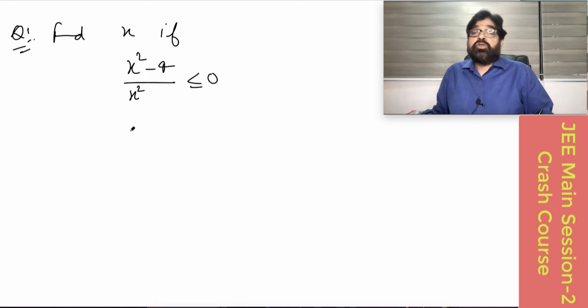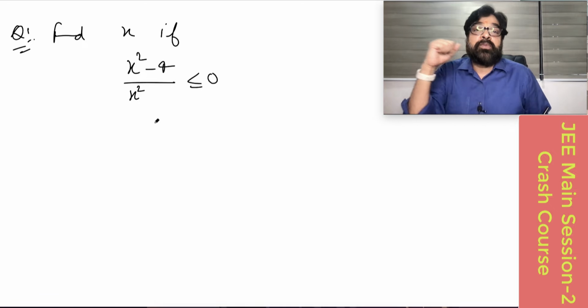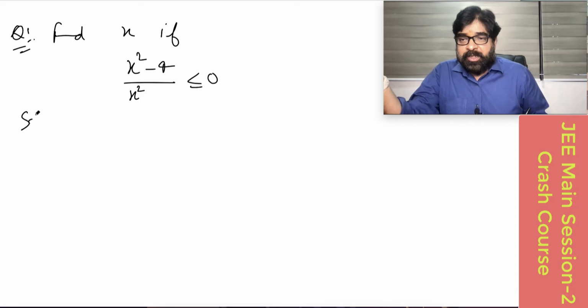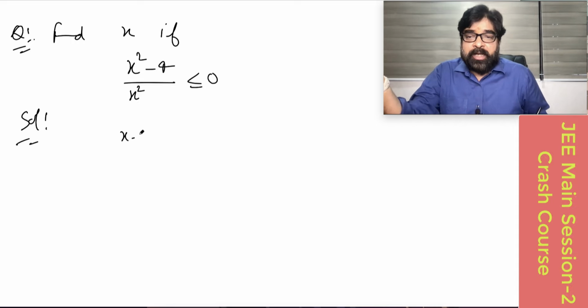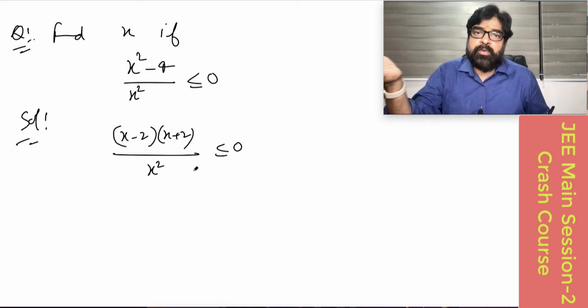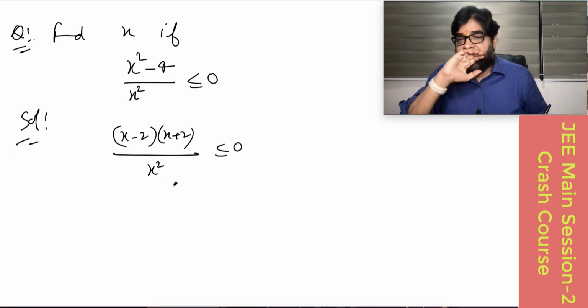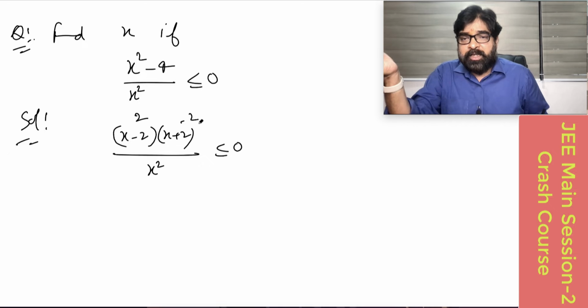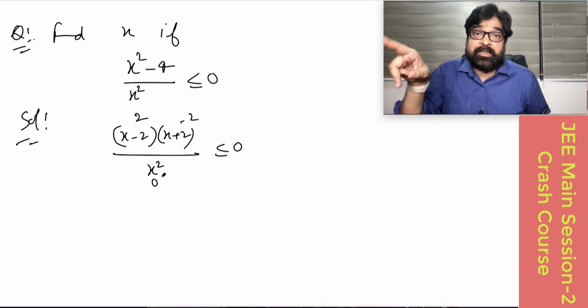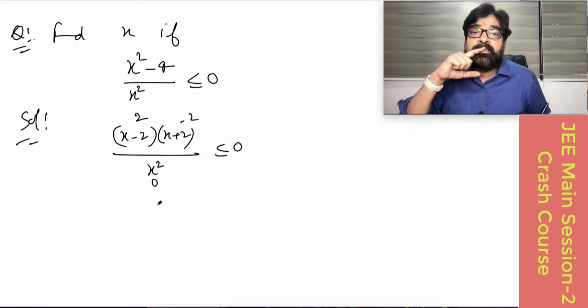So sometimes this kind of situation can come. No problem, you follow the procedure. The critical points are from x minus 2, x plus 2, and x square. x square means x into x. If you break it, the critical points are 2, minus 2 and 0. Now 0 is representing two brackets, x and x, x into x. Correct.